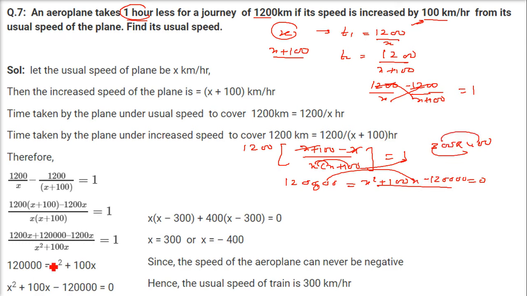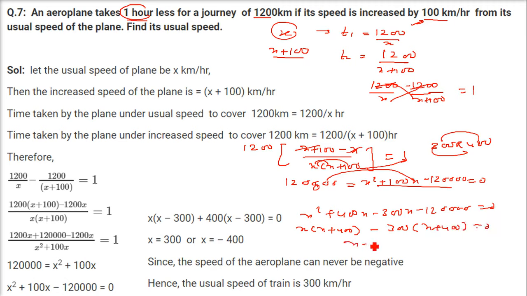So we can write it as x square plus 400x minus 300x minus 120000 equal to 0. Now I am taking x common, x plus 400, minus 300 common, x plus 400 equal to 0. So we get x minus 300 and x plus 400 as the factors.